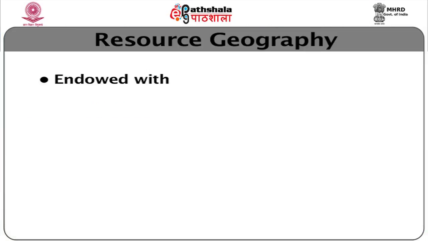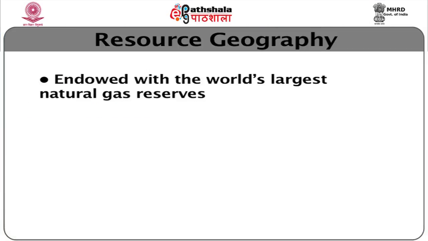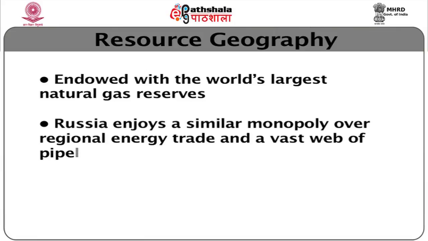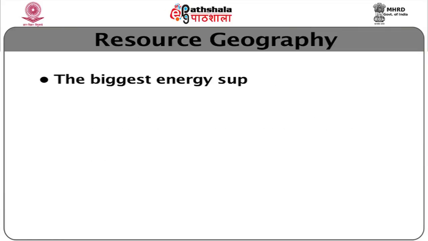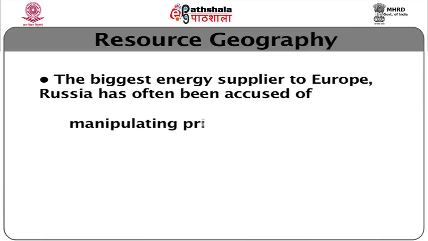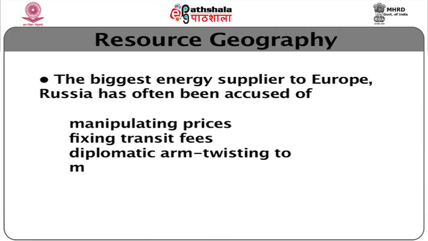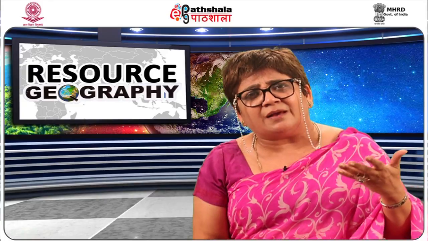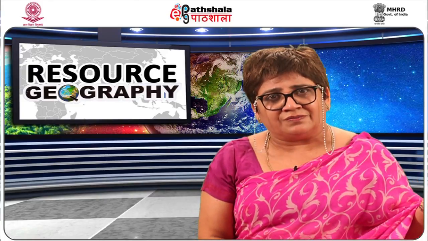Endowed with the world's largest natural gas reserves, Russia also enjoys a similar monopoly over regional energy trade and a vast web of pipeline networks. The biggest energy supplier to Europe, Russia has often been accused of A, manipulating prices, B, fixing transit fees, and C, diplomatic arm twisting to maximize political and financial gains. And that will always happen because they have an edge.